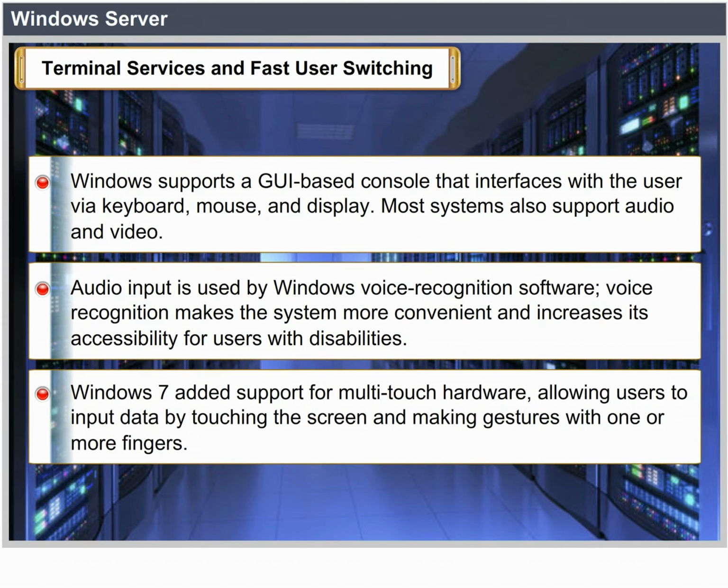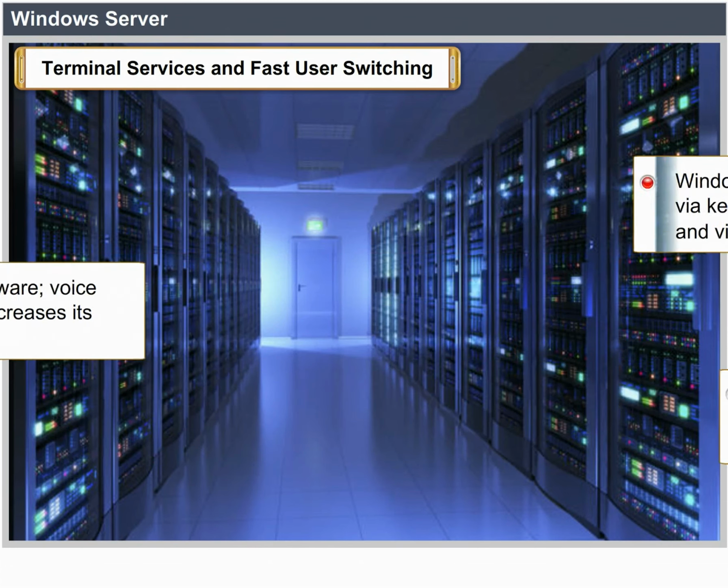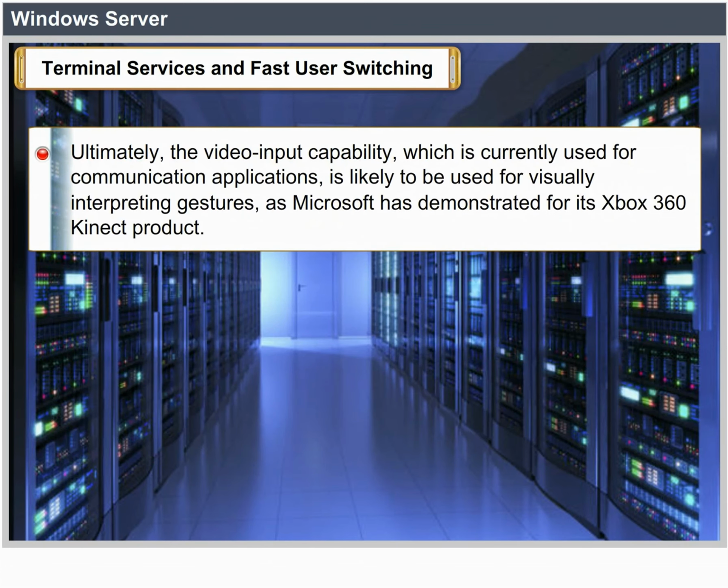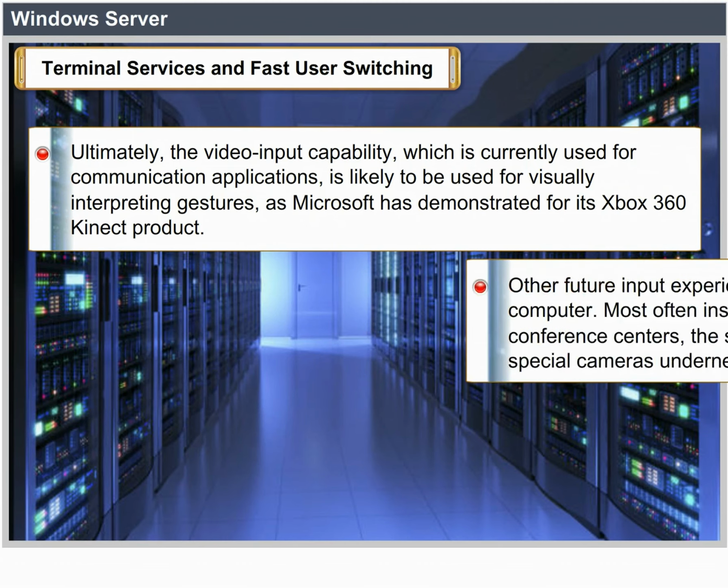Windows 7 added support for multi-touch hardware, allowing users to input data by touching the screen and making gestures with one or more fingers. Eventually, the video input capability, which is currently used for communication applications, is likely to be used for visually interpreting gestures, as Microsoft has demonstrated for its Xbox 360 Kinect product.